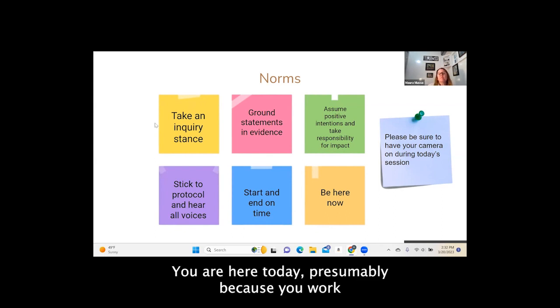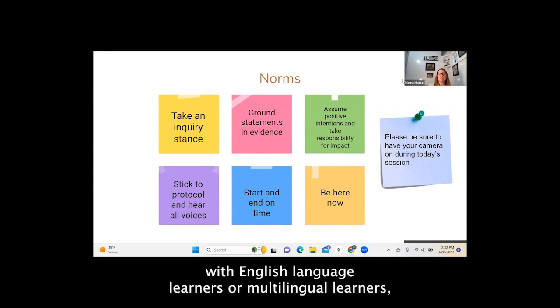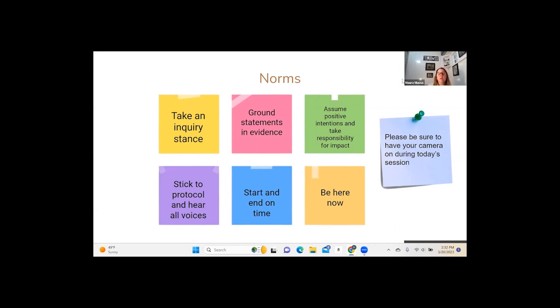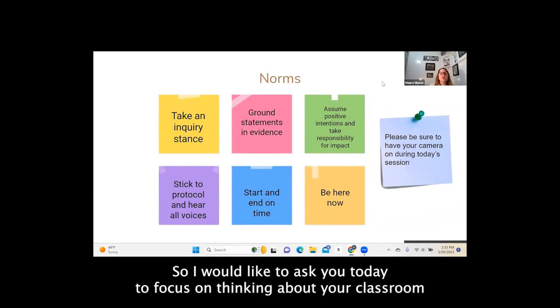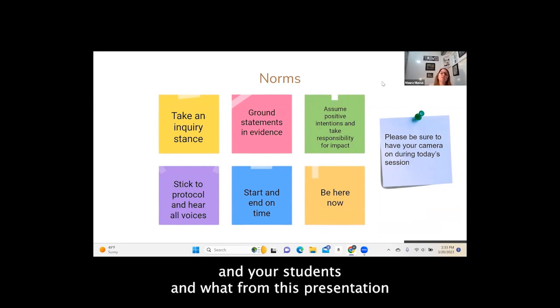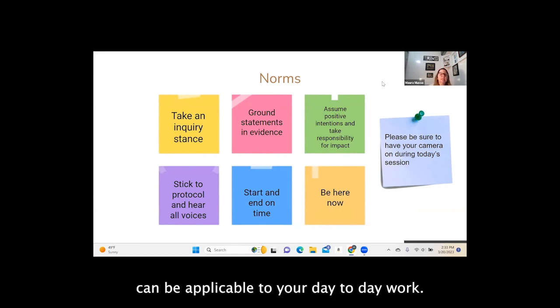You're here today, presumably because you work with English language learners or multilingual learners, and you're looking to find some different tools, different strategies, different thoughts to bring back to your classroom. So I would like to ask you today to focus on thinking about your classroom and your students and what from this presentation can be applicable to your day-to-day work.